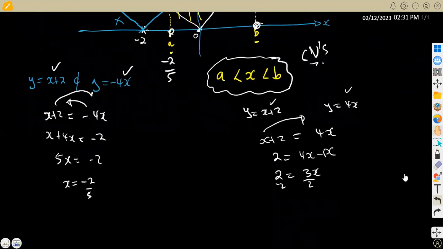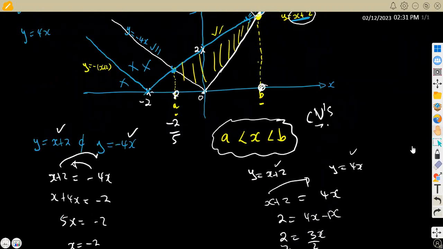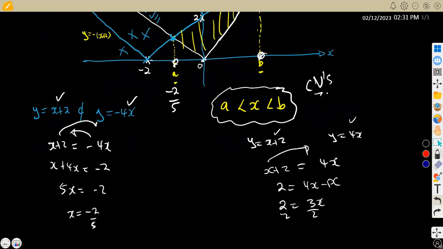All right, is that so? Divide by 3, sorry, we must divide by 3 here because we want to solve for x. All right, sorry for that.